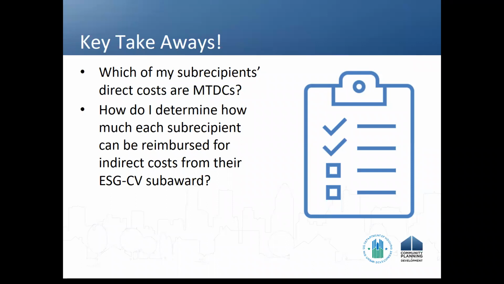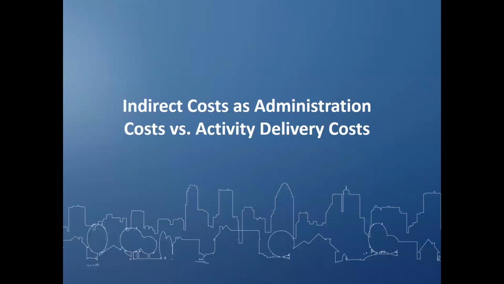Okay, next slide. This will now bring us to the final part of today's training. And this is going to cover how to classify costs as either administration costs versus activity delivery costs, and how to recoup indirect costs for each of those 2 cost types.